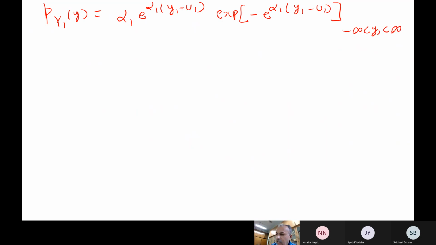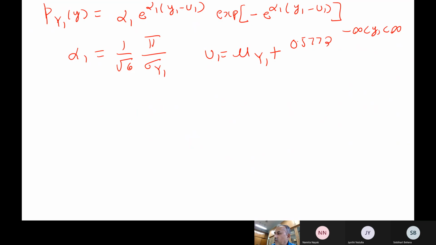Alpha 1 is 1 by root of 6 pi by sigma of y1, and u1 is mu of y1, calculated from the data, plus 0.5772 by alpha 1. This is how we calculate the alpha and u, the parameters in the Gumbel distribution. To have a quick look, let us take a quick example. We have data on maximum wind velocity.